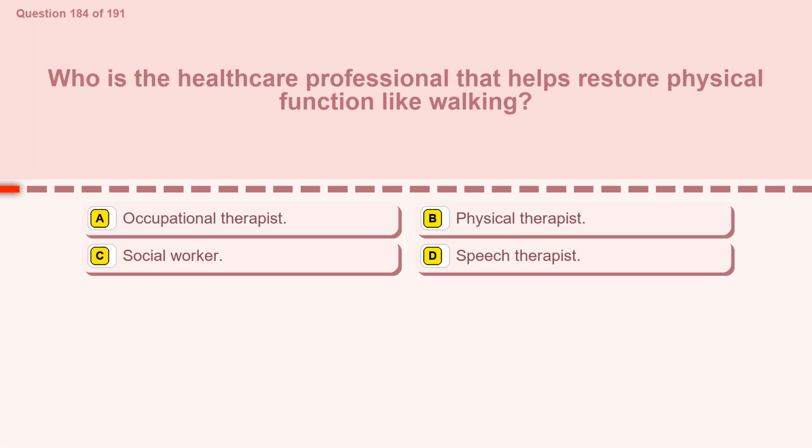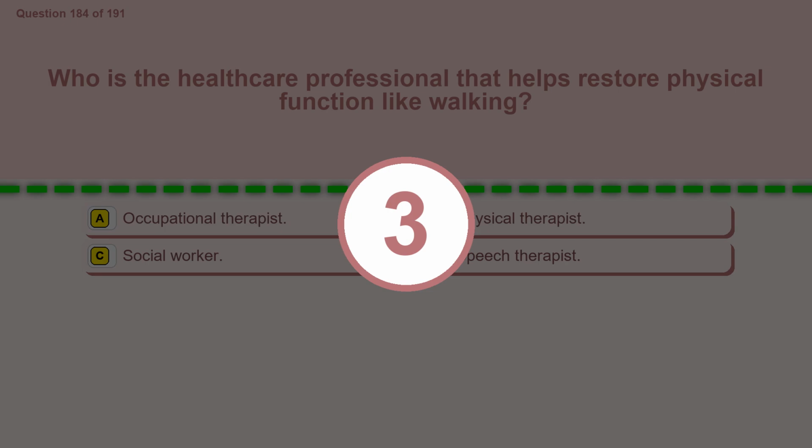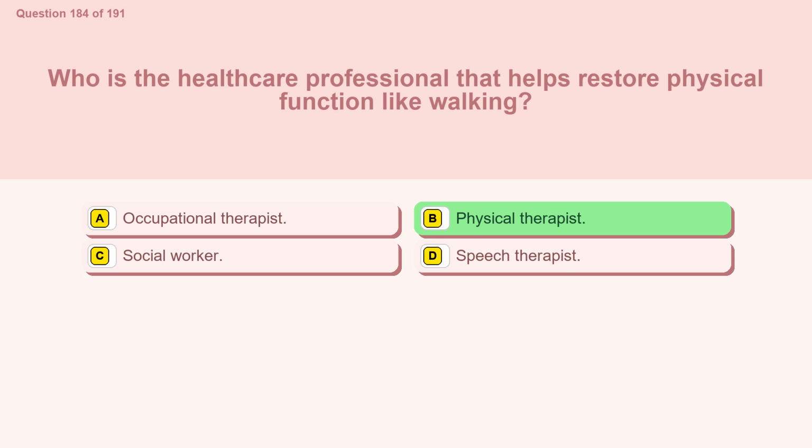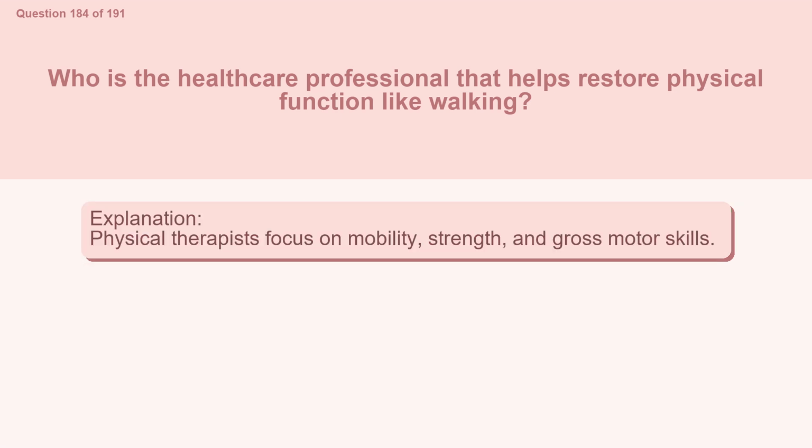Question 184. Who is the healthcare professional that helps restore physical function like walking? Option A, occupational therapist. Option B, physical therapist. Option C, social worker. Option D, speech therapist. The correct answer is option B, physical therapist. Physical therapists focus on mobility, strength, and gross motor skills.